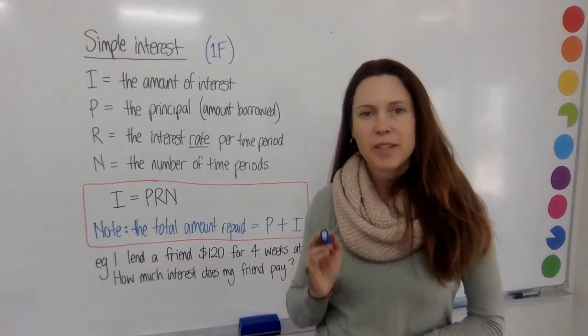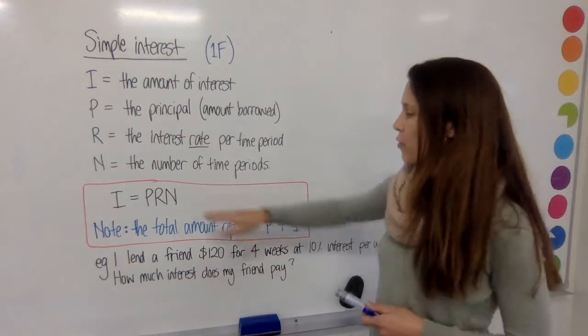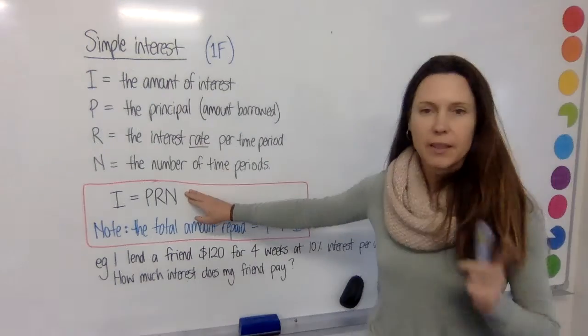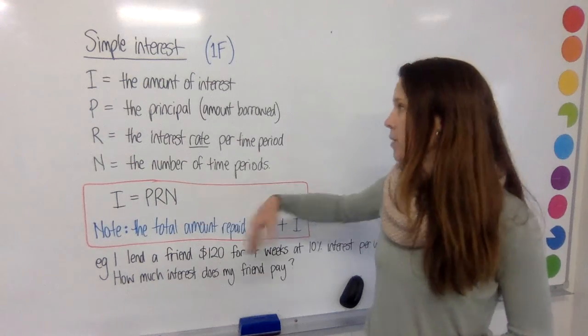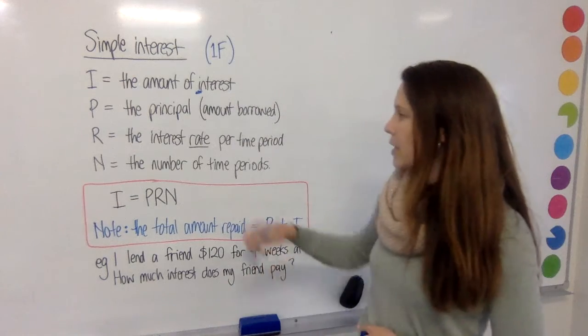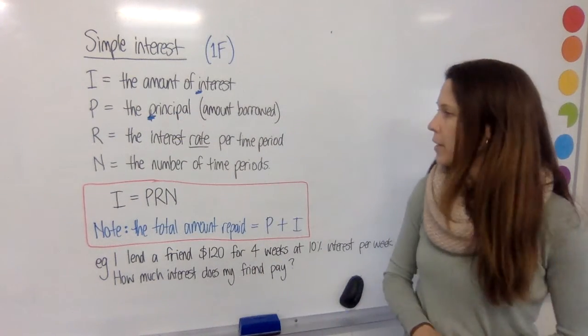Alright, today we're looking at simple interest, which is exercise 1F. Now, we've got a formula here to calculate simple interest, but before we look at the formula, let's just look at what each part of it means. I is the total amount of interest. P is the principal. Now what that means is the amount that I borrow in the first place.